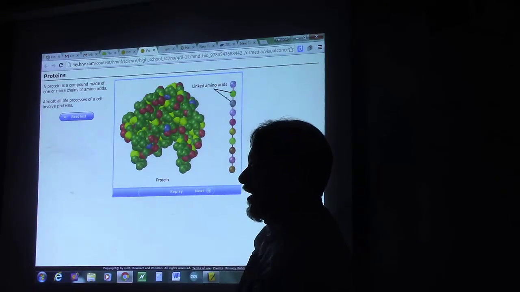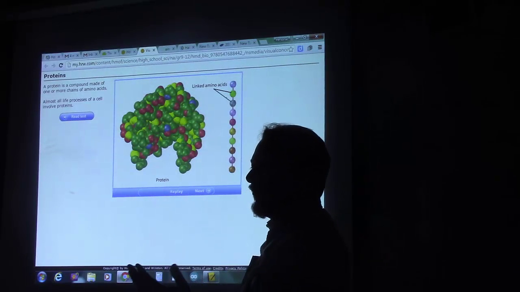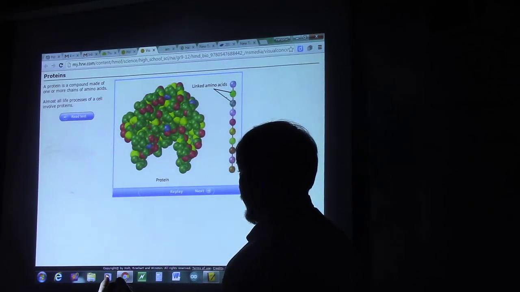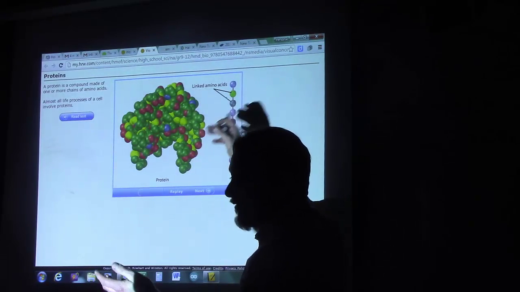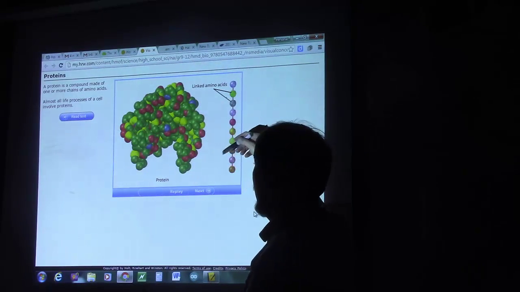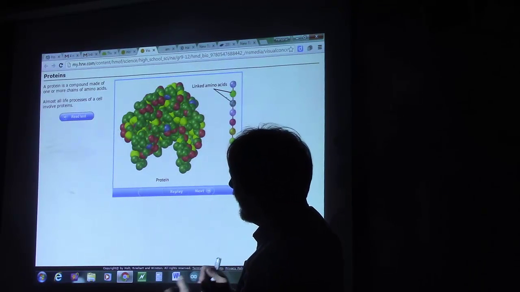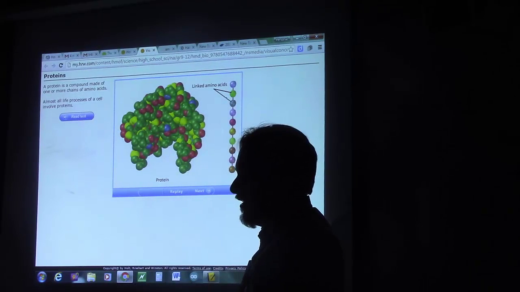There are 20 different amino acids, and out of those 20, you might have all of them represented, you might have half of them. There's no rule, because they all do different things, and they make different shapes depending on what they do.